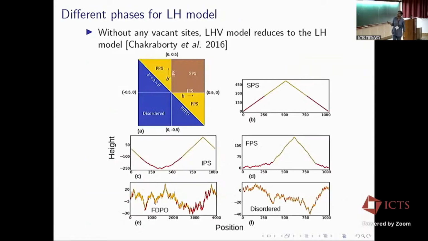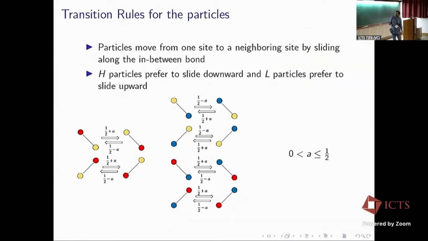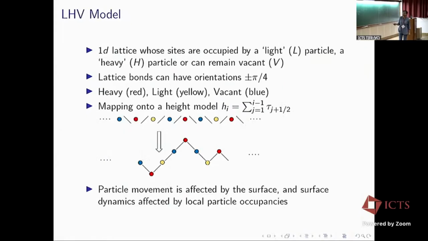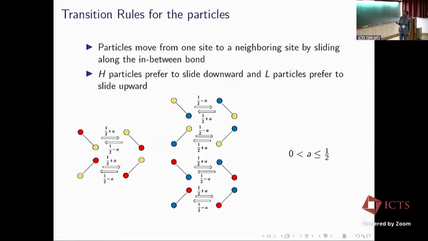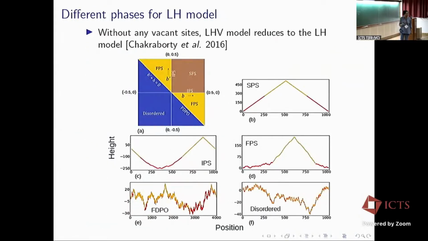First, I will explain in the absence of any vacancies. Another thing I forgot to mention, I think we call this model the LHV model, the light heavy vacancy model. So when we have no vacancies present, we just take away all the vacancies. So each site can be either an L particle or an H particle. Then we have the LH model. This model reduces to the LH model, which was actually introduced almost 10 years back, and different phases were studied in detail.